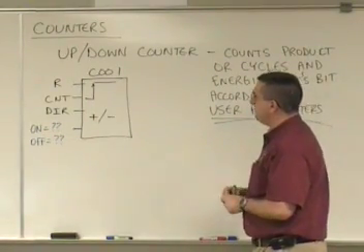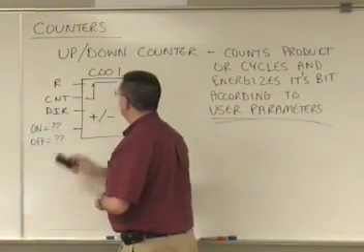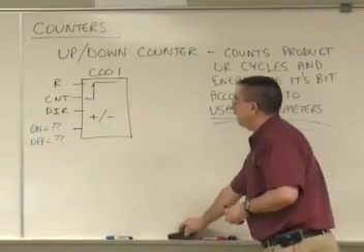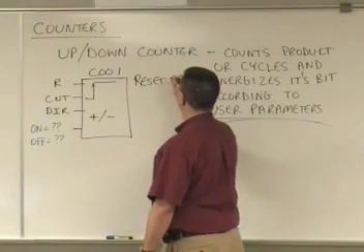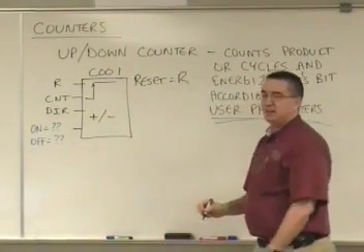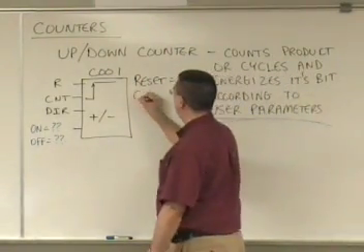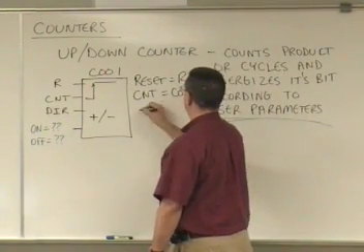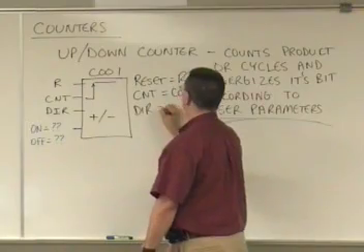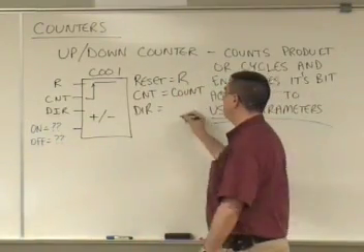Alright, the pins that you see on your counter here. The R pin is your reset. The CMT pin, what do you suppose that is? Count. Yeah, that's your count pin. And what's DIR? Direction. That's your direction pin.